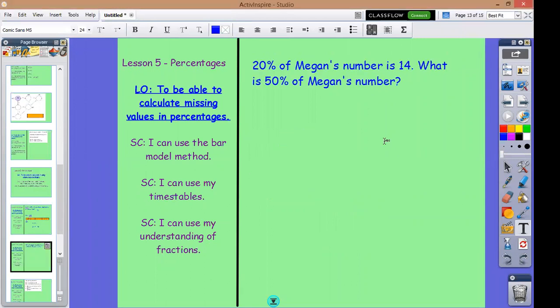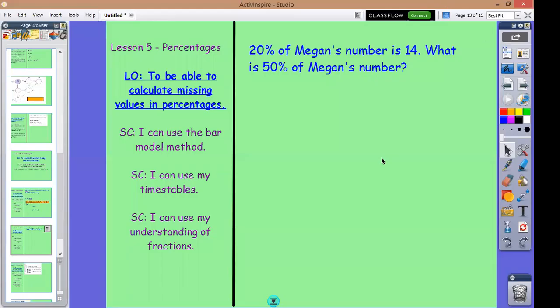20% of Megan's number is 14. What is 50% of Megan's number? So this is a slightly different one, but we can still use our bar model methods. So have a little think, how could you work this one out?